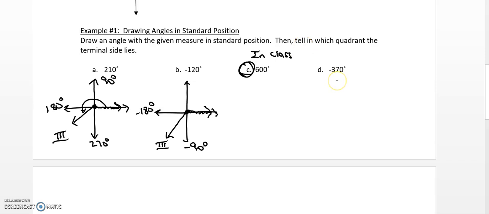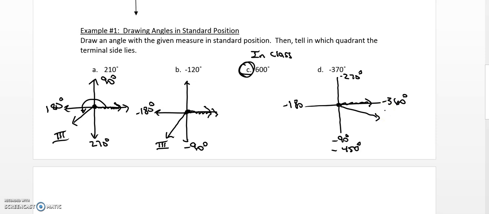All right. Let's go ahead and do negative 370 now. So from here, I'm going in the negative direction again. So I'm going to have the vertex here, initial side here. And then I'm going to go in this direction: negative 90, negative 180, negative 270. Got to keep going, negative 360. All right, well, if I go another 90 here in the negative direction, this will be negative 450 here. Well, clearly negative 370 is between here and here. And so I'm going to have a terminal side here.